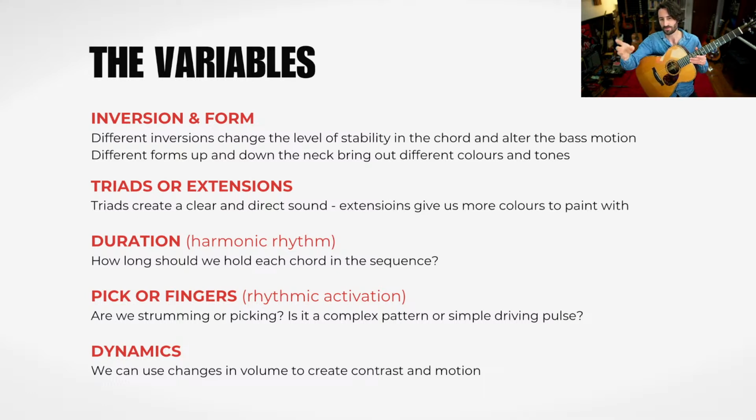So, inversion and form. Essentially, different inversions will change the stability of the chord and will give us different bass motion. So it allows us to create different bass lines if we're using different inversions. Different forms up and down the neck, they bring out different colors and different tones. So we'll talk about those in a second. We have the option of triads or extensions. Whenever we're talking about chords, we're thinking, do I want the simplicity of the triad, the directness of the triad, or do I want the extensions and the colors that they give me to paint with?